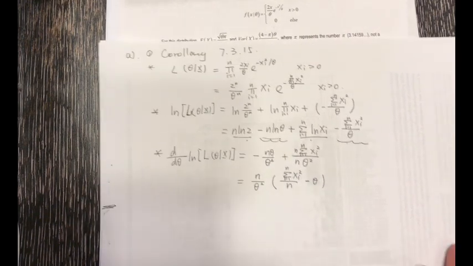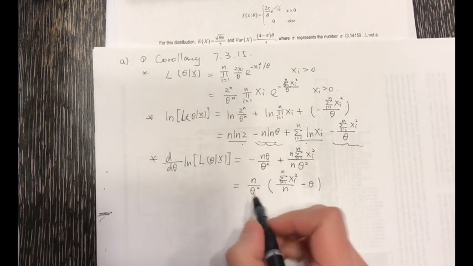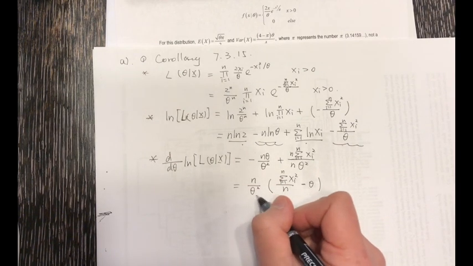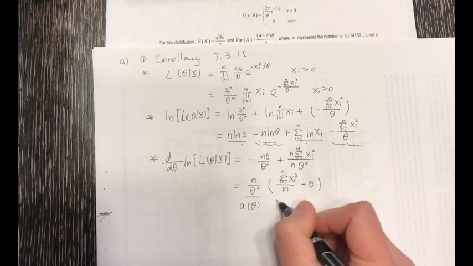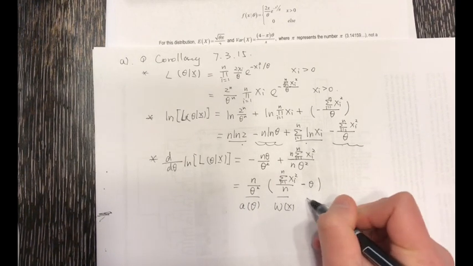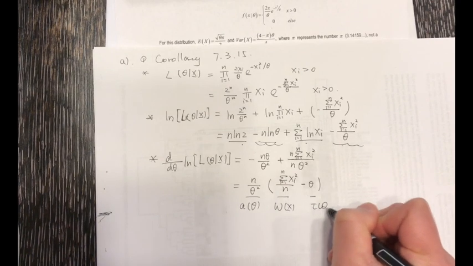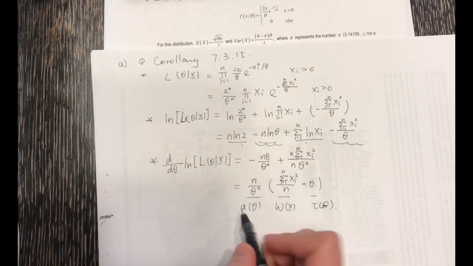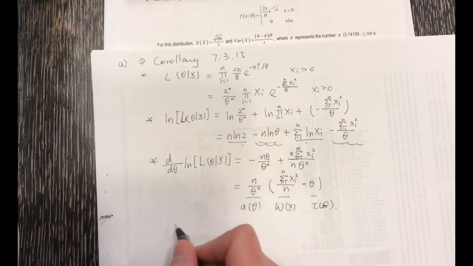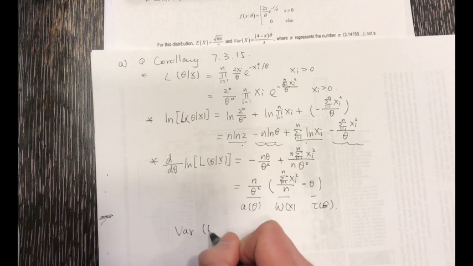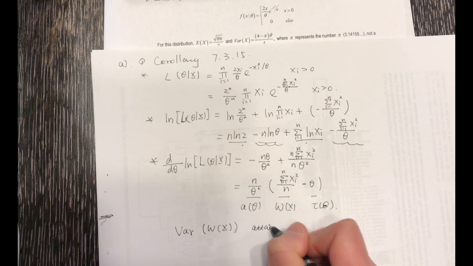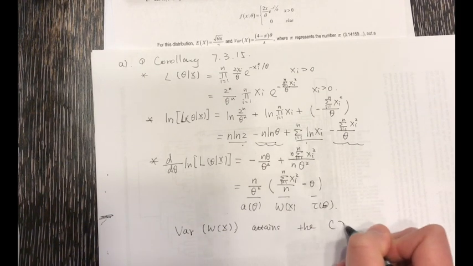And what we have here, according to Corollary 7.3.15, is a a(theta) function, this is a W(x) function, and this is theta. So according to Corollary 7.3.15, if we have a function like this, the variance of W(x) attains the CRLB.